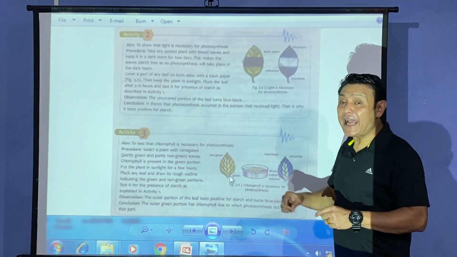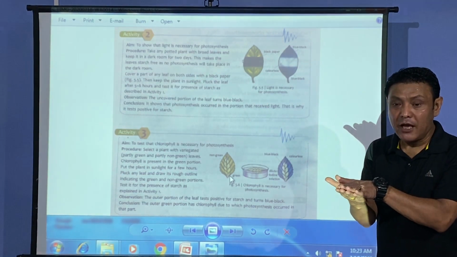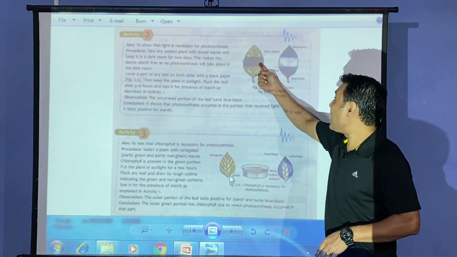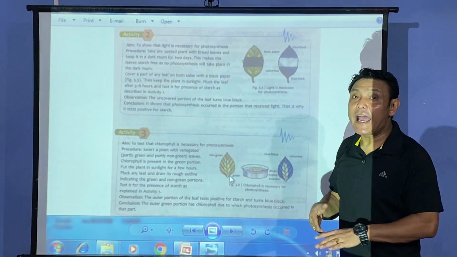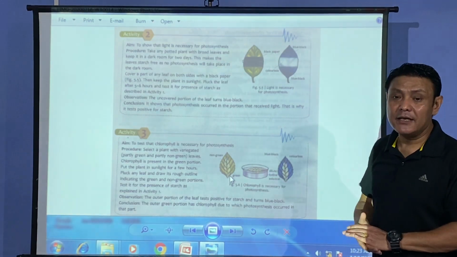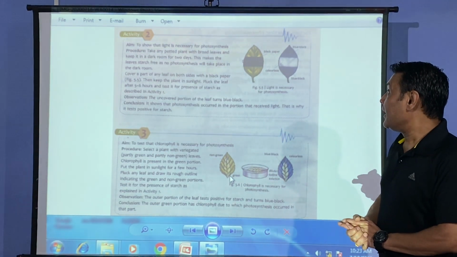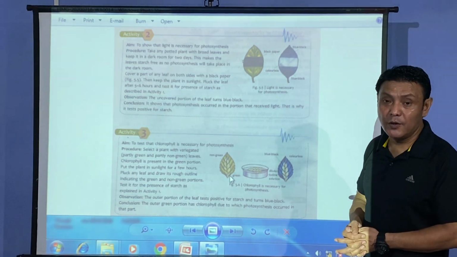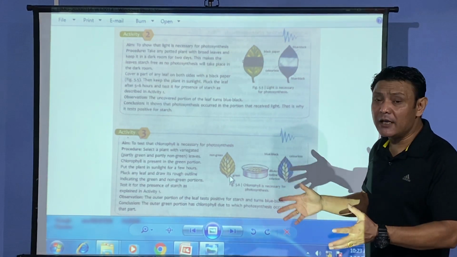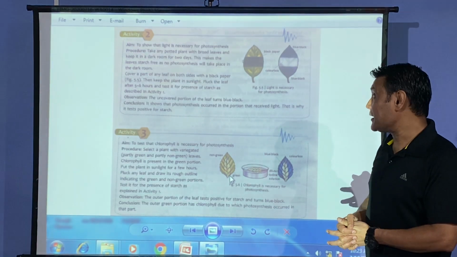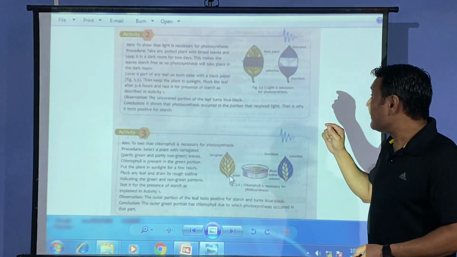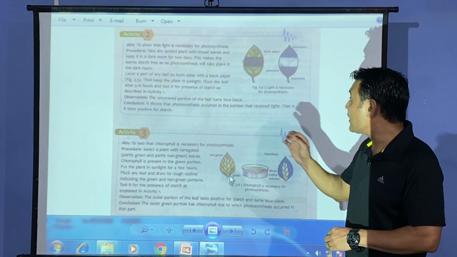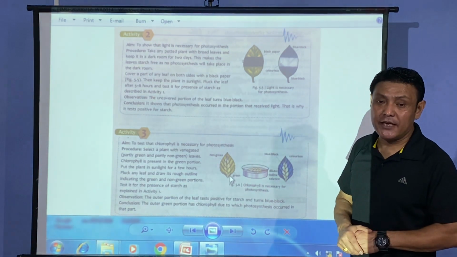with black paper, both the sides. We cover a certain portion of the leaf with black paper from both the sides, and keep the whole plant out in the sun. Let photosynthesis take place. Now obviously photosynthesis will take place in all the leaves of that particular plant. Now that particular leaf, we pluck it off after a few hours. We pluck it off and do the starch test.